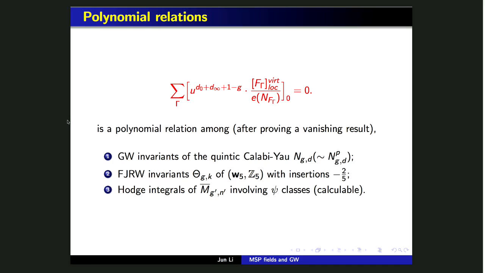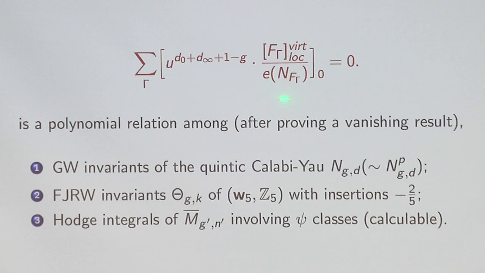So what we want to say is that what appears in this formula is a complicated, long formula. It involves all the Gromov-Witten invariants. It has Gromov-Witten invariants appearing here. It has FJRW invariants appearing here with certain insertions, only part of the FJRW invariants, and then also the Hodge integral over the M_{g,n}.